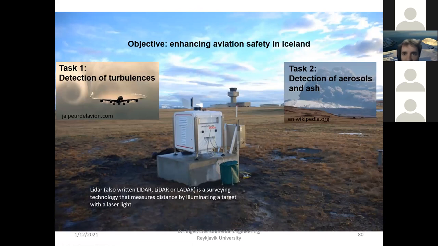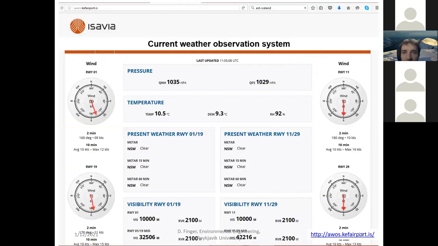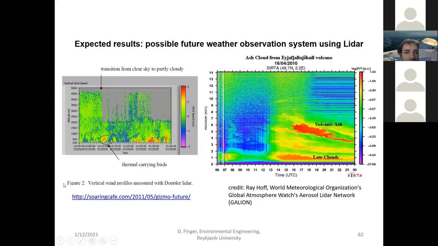If you're interested in this project, you can feel free to contact Yang Shu. In principle, this is what pilots currently see when they approach Keflavik Airport. They get information about the wind, pressure, temperature, and visibility, but there's little information about turbulences. Of course, they have information about wind speed, but what we can provide through Yang Shu's project and the processing of the LIDAR data is a continuous monitoring of eddy dissipation rates, or turbulences, around Keflavik Airport.